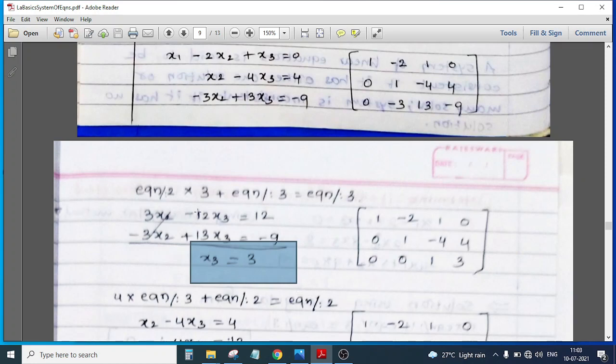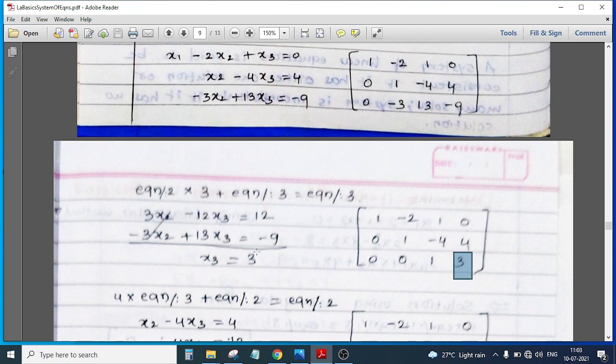So if we rewrite this equation, what is happening now? Equation 1 has remained unchanged. So you write the same equation which is there, 1, minus 2, 1 and 0. Will equation 2 change? No. Equation 2 is not changing. It will remain unchanged. Why? Because we are working with equation 3 and not with equation 2. We have just used equation 2 to change the contents of our equation 3. So you can see here it is 0, 1, minus 4 and 4, which remains the same. But after simplification, what is the coefficient of x3 here? It is 1. And what is our new constant? It is 3.